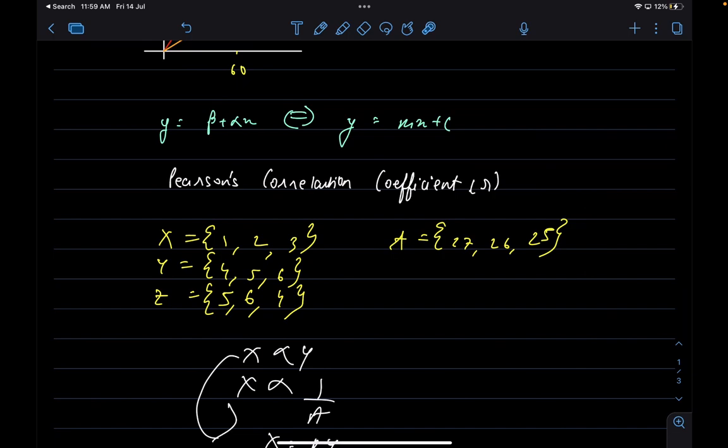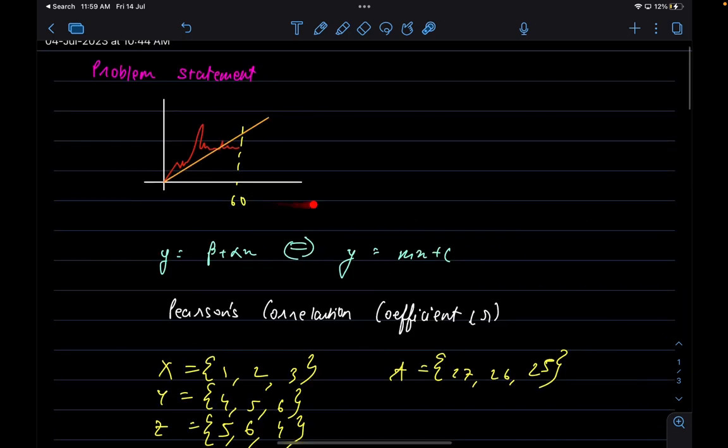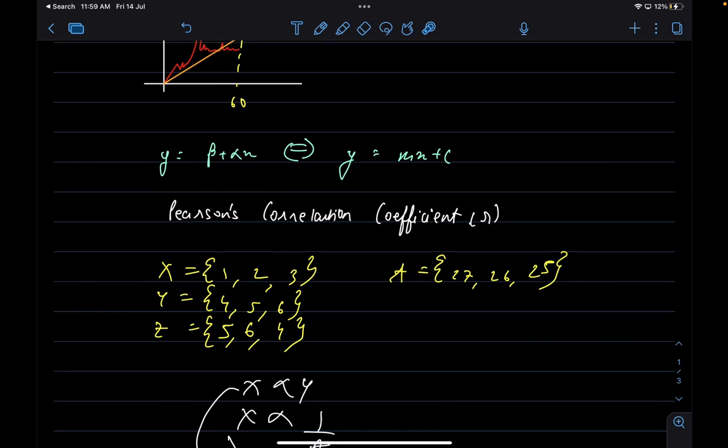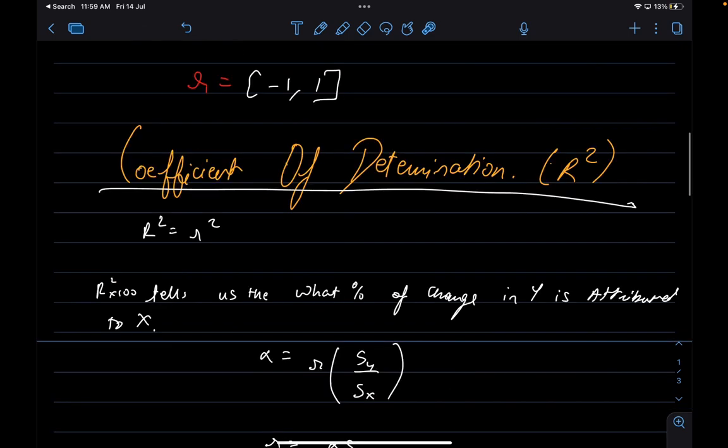Now, the reason why I actually showed you this, because I know a lot of you might be asking me, how does this link to what we are trying to do over here? Well, you will see that the way you compute the coefficient of determination is through the Pearson's correlation coefficient. So now let's see how we compute the coefficient of determination, which is denoted by capital R squared.